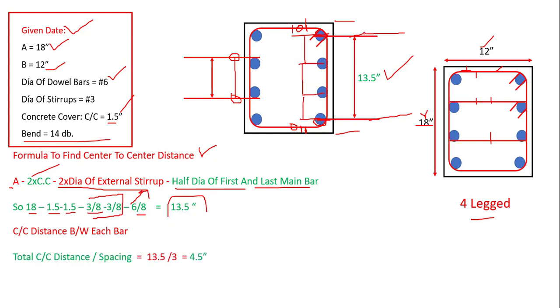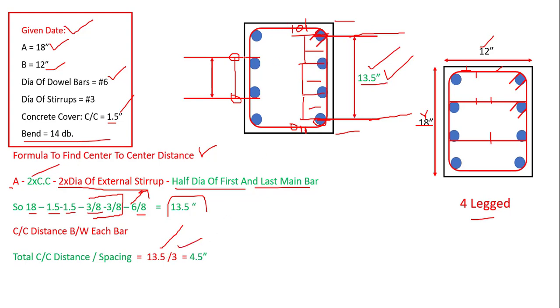The total center to center distance, that is this one, divided by the number of spacings, will give us what? The total center to center distance is 13.5. Divided by the spacing we have over here: 1, 2 and 3. The number of spacings is 3. And if it is 6 bars, maybe the number of spacings is 5. So you need to divide on that. Here we have 3 spacings, so we'll divide it on this one.